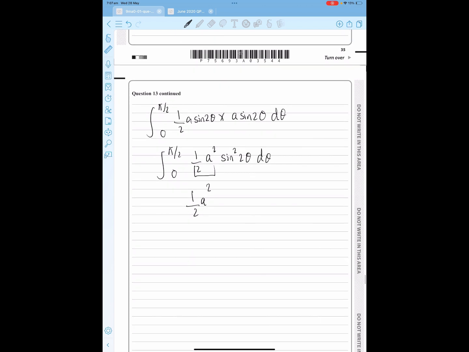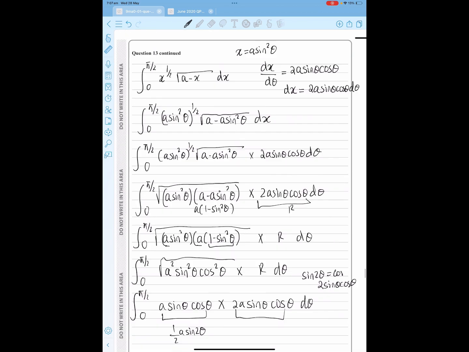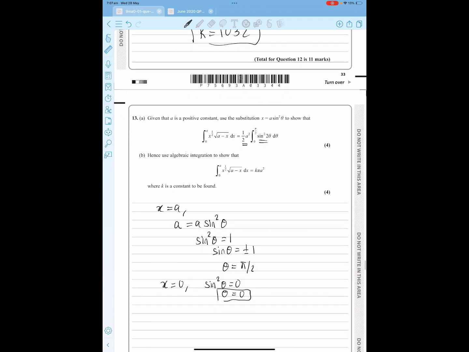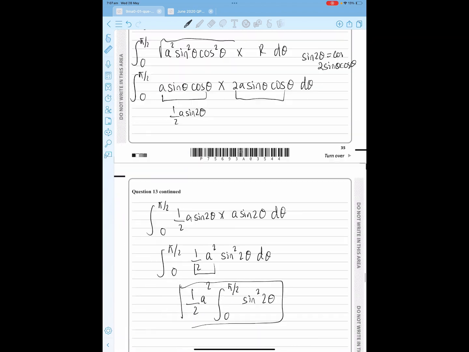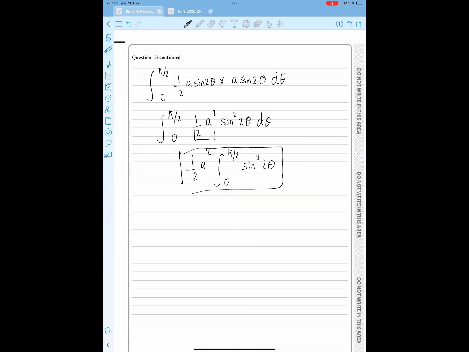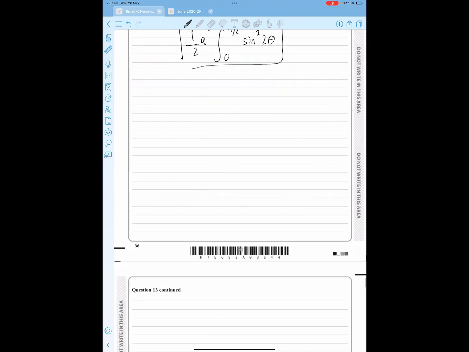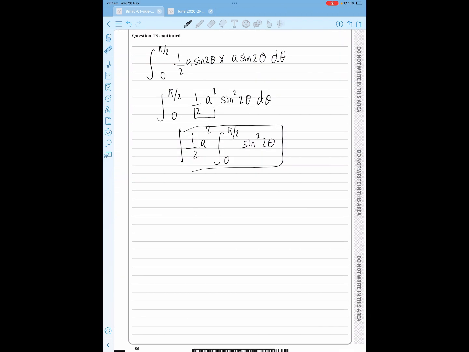D theta, and then you can integrate that, pi over 2 and 0, sine squared 2 theta. And that should be what we wanted. Yep, okay. Part B, hence use algebraic integration to show that that thing can be rewritten as some sort of pi multiple. So it's basically just asking us to integrate this. That's definitely doable. Wait, do we leave it in terms of a? Yeah, okay, a squared. So now let's integrate this.